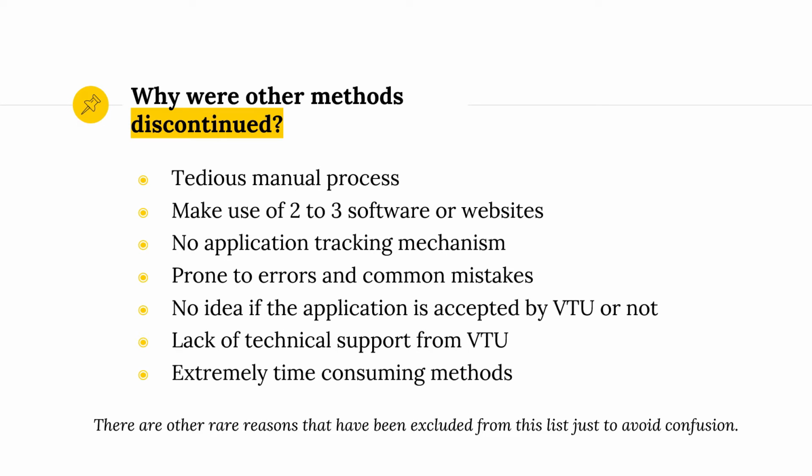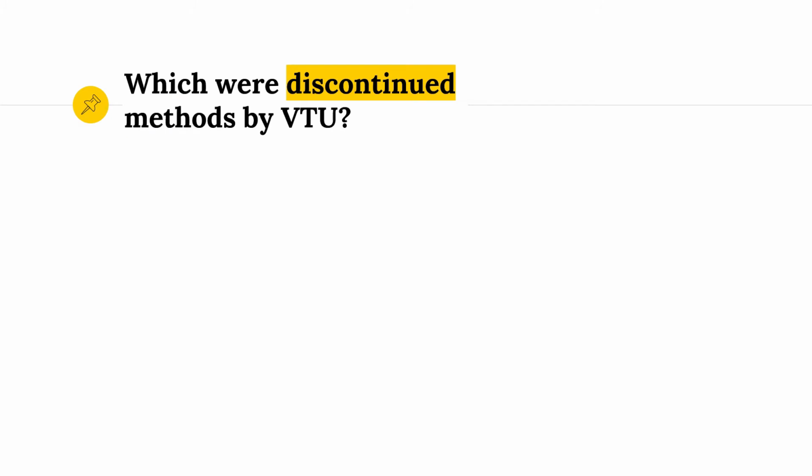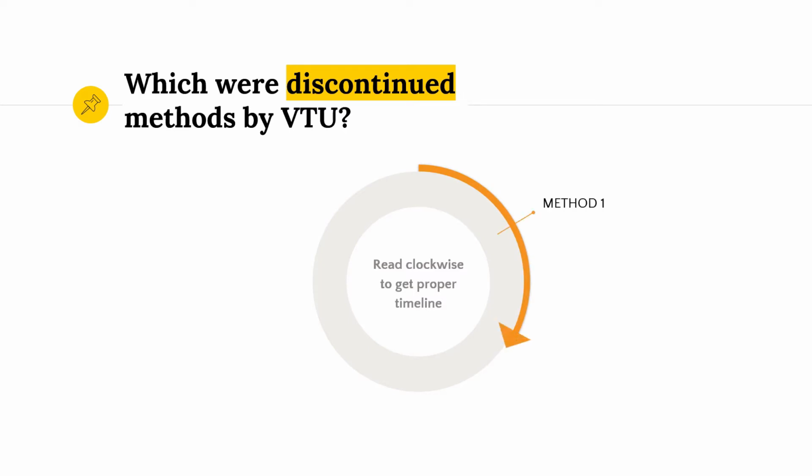After this, you may be curious about the methods that were discontinued by VTU. Let us now see which methods are discontinued. Read through the pie chart in a clockwise direction. I'll go with the methods one by one. The first, as you have seen in my videos, is the email method. This right now is completely stopped. The email ID provided in my older videos has been deactivated too.